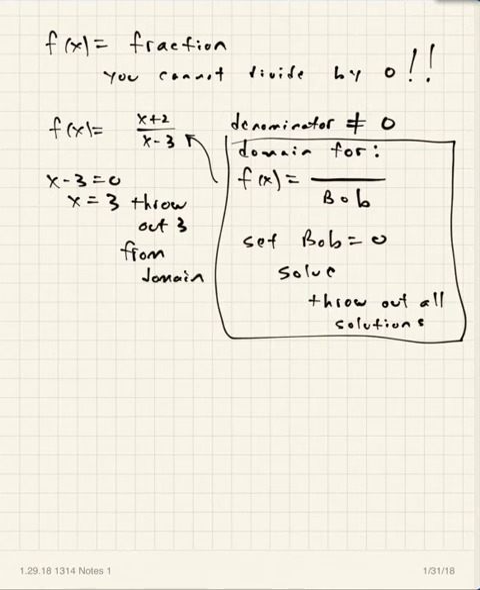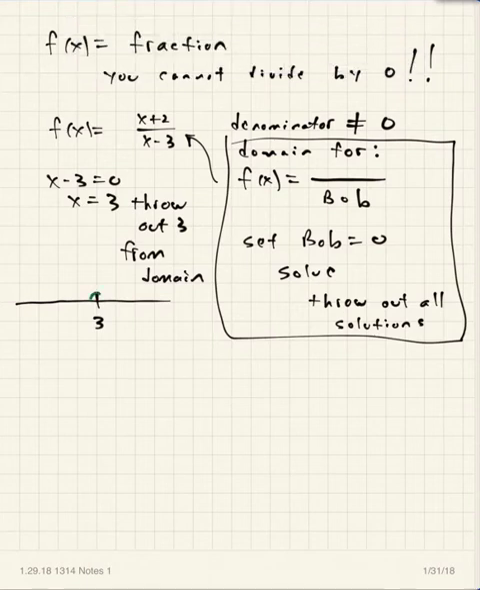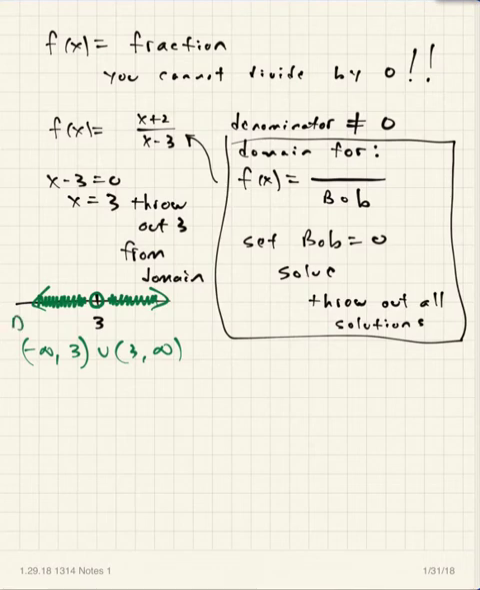So on a number line, this is probably easiest to look at this way. Here's 3. You're going to throw 3 out of the domain, put an open circle on the 3, but everything else gets included. So everything else is in the domain. It's just the numbers that make the denominator equal to 0 that you're throwing out. And so that would be the domain for this function. So you have negative infinity to 3, parenthesis, and then union 3 to infinity. And that would be the domain for this function f.